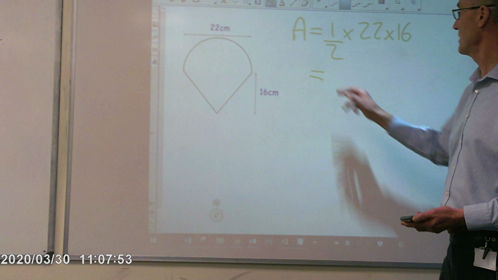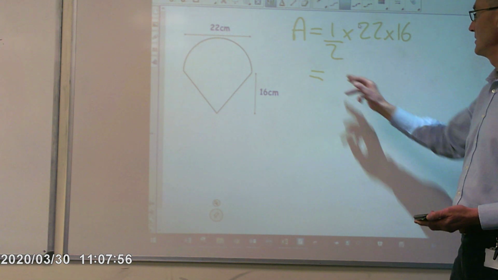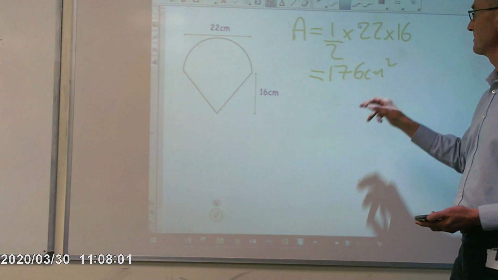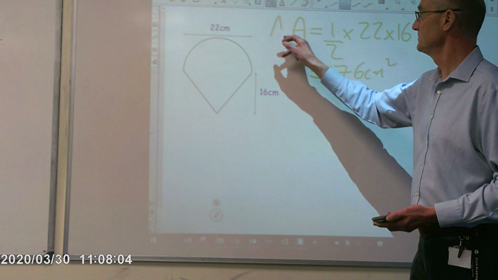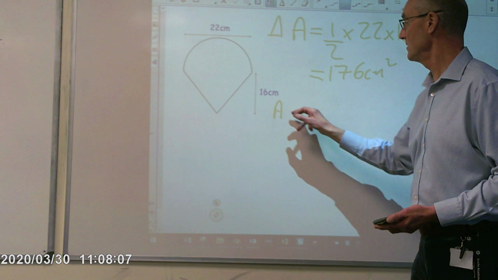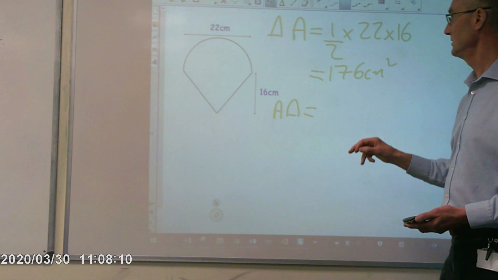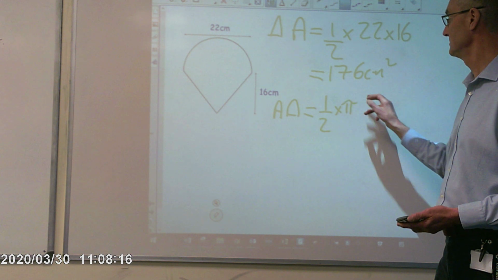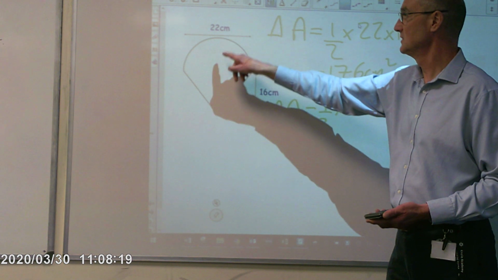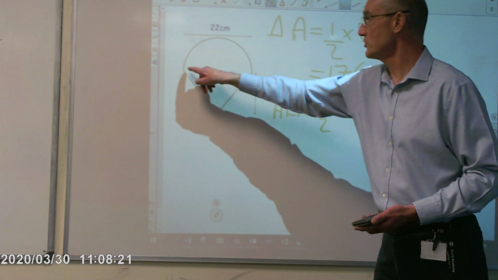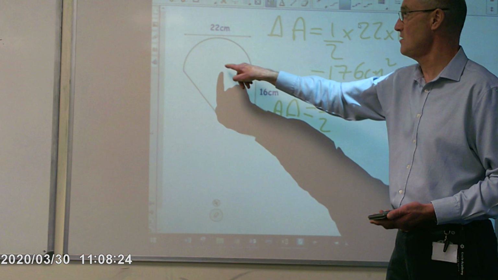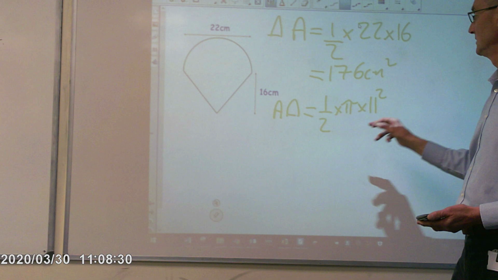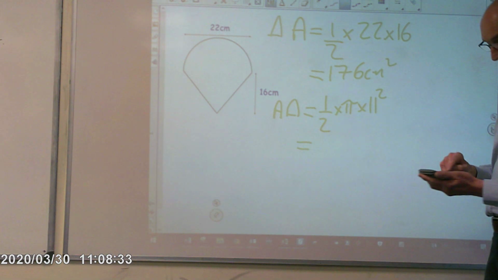So that gives us a result of 176 centimetres squared. So that's the triangle. The area of the semicircle equals, now it's a half, times pi, and what's r? The diameter, the whole way across the circle, would be 22 centimetres. So half of that, the radius, is going to be 11. So it's 11 squared.